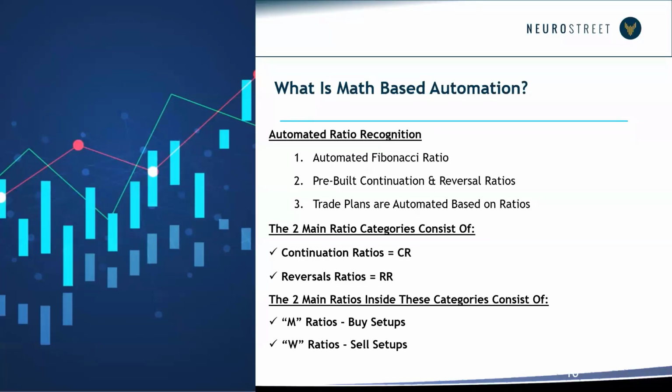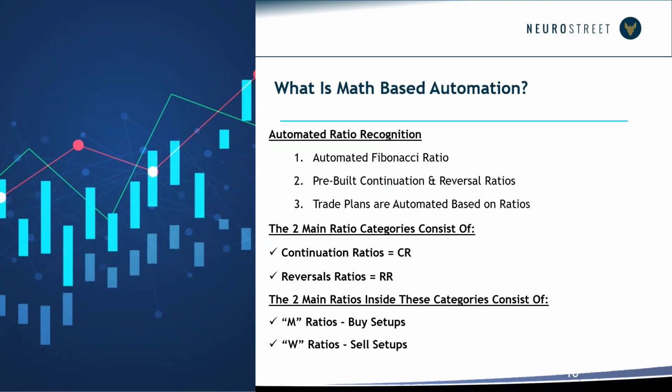Now, what we've done is we've built what we consider continuation ratios and reversal ratios. These produce different variations of buy ratios or sell ratios. They're pattern recognition. And the reason pattern recognition is so fantastic is because a pattern is a pattern. It is a math-based visualization. Okay? So let me give you some examples of the different types of ratios. And the reason this is so important, guys, is because mathematics is about measuring the extensions and retracements in Fibonacci.